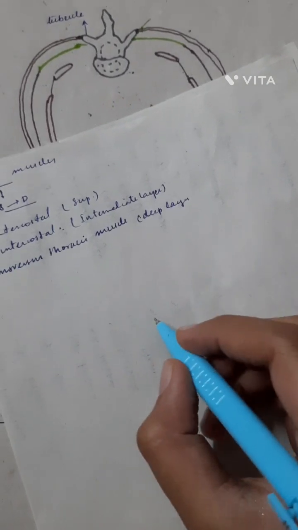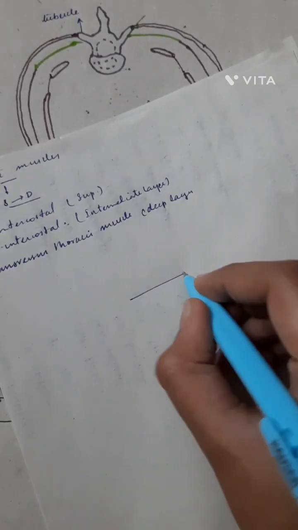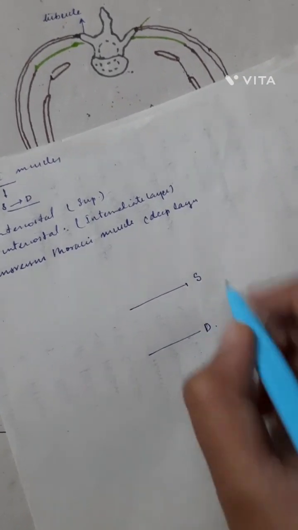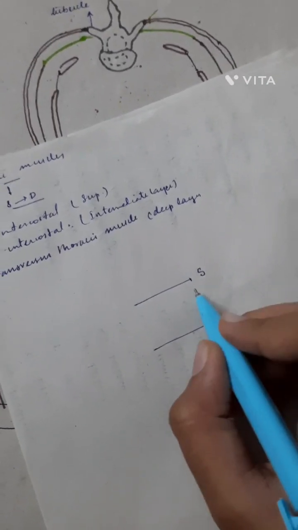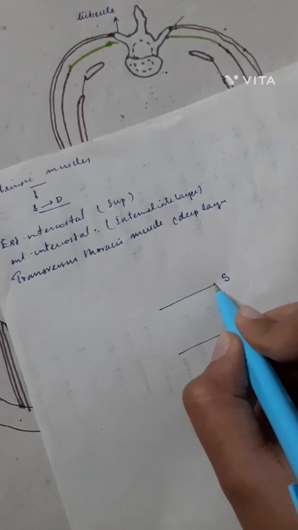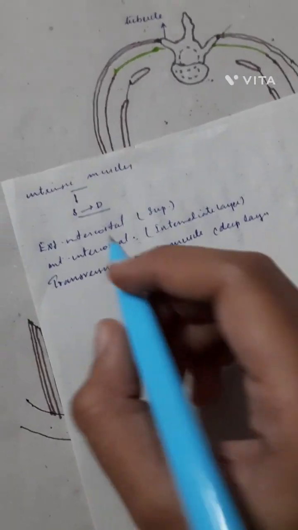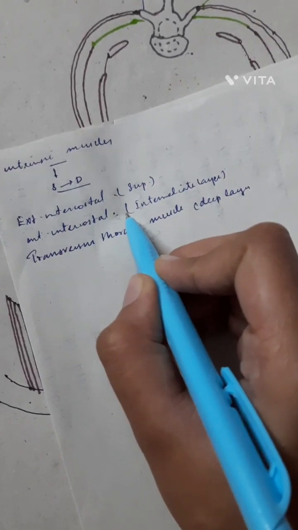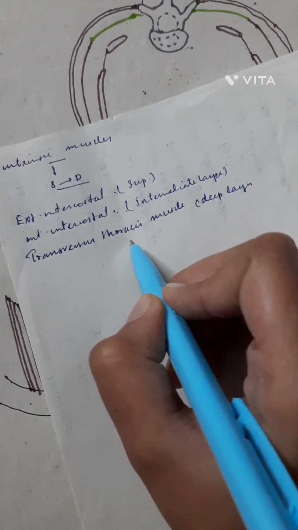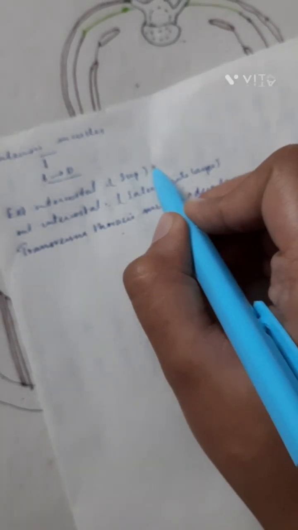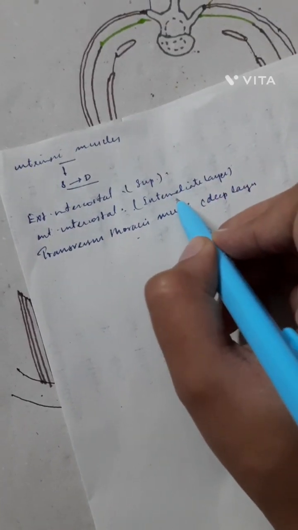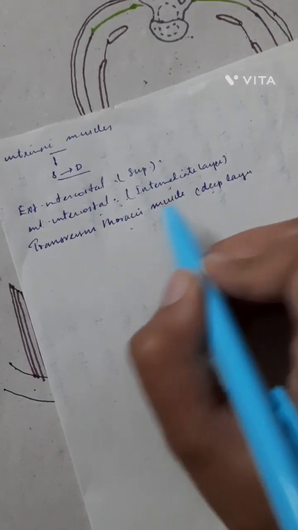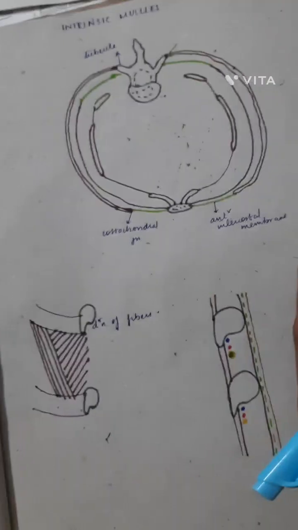Coming from superficial to deep, the intrinsic muscles of the thorax are divided into three, which include the external intercostal muscle, the internal intercostal muscle, and the transversus thoracic muscle. Superficially we have the external intercostal muscle, the intermediate layer is formed by the internal intercostal muscle, and the deep layer is formed by the transversus thoracic muscle.